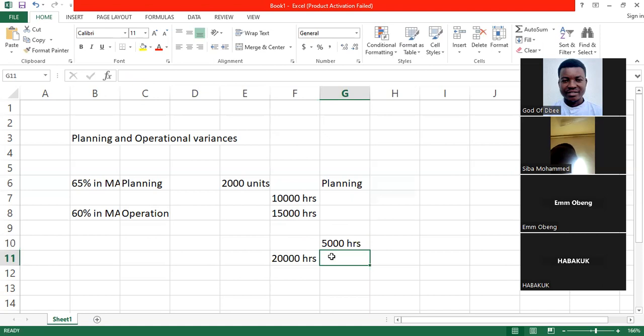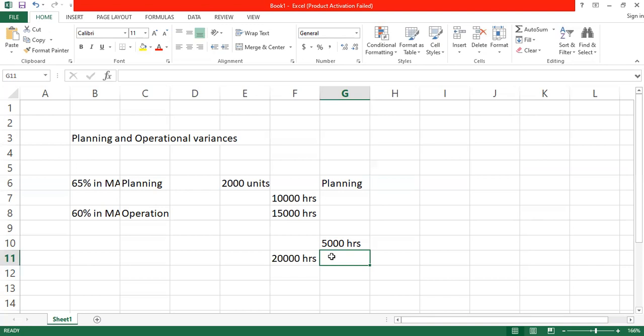From the planning stage to the revised stage is what we call the planning variances. From the revised stage, after the plan has been revised and we compare with the actual results, the difference between the revised and the actual result is what we call the operational variances. The planning variances occur at the top management level, where they realize that the target they are setting is too much, so they should reduce it or increase it. The change from the original one to the new one is what we call the planning variance.